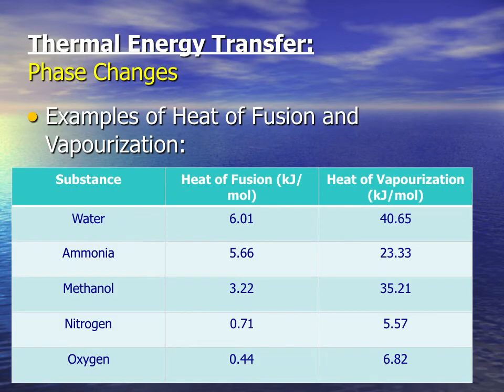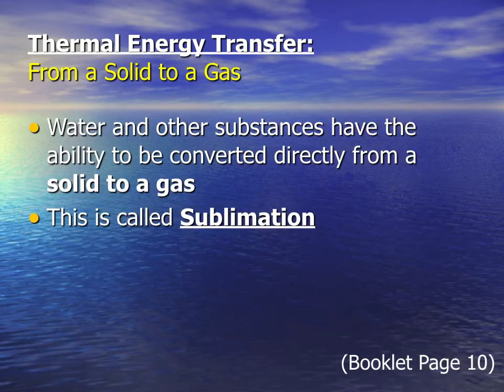So examples of heat of fusion and vaporization, something like water, the heat of fusion is 6.01, and the heat of vaporization is 40.65. I'm not going to just read all of these, but we can see that between substances the heat of fusion varies pretty greatly, and varies even more with the heat of vaporization. Okay, this is in your notes. You don't need to memorize this or anything like that, but these are known numbers. Scientists have figured these out for us.